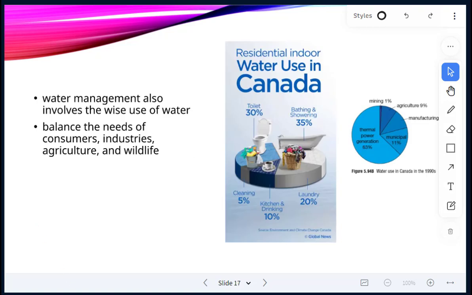So here in this diagram, we're just looking at water management and how it involves the wise use of water, balancing the needs of consumers, industries, agriculture, and wildlife. So here we can just see residential indoor water use in Canada and just how it's being used. As well as here, this is from the 1990s. I'm not sure what year this is from.